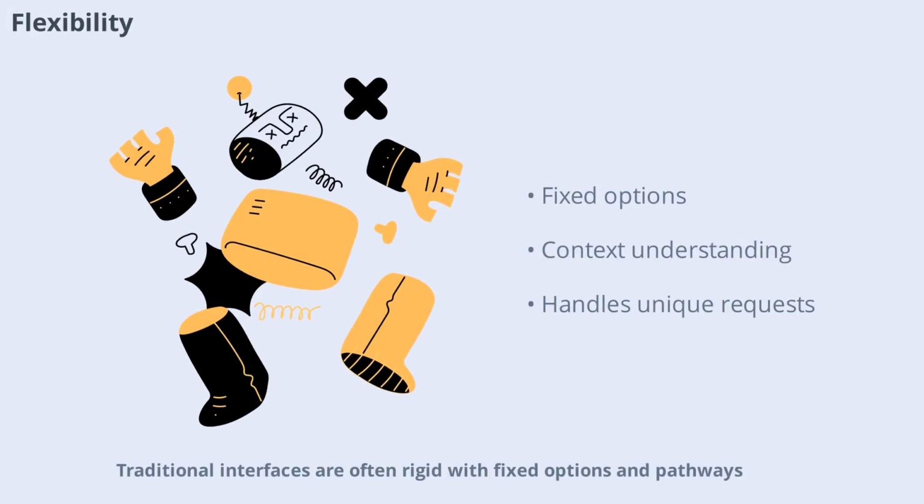Traditional interfaces are often rigid, with fixed options and pathways. If you want to do something outside the norm, it can be difficult or even impossible. Conversational AI, however, is designed to handle a wide range of requests, even those it hasn't been specifically programmed for. This flexibility comes from its ability to understand context and intent, making it more adaptable to unique user needs.